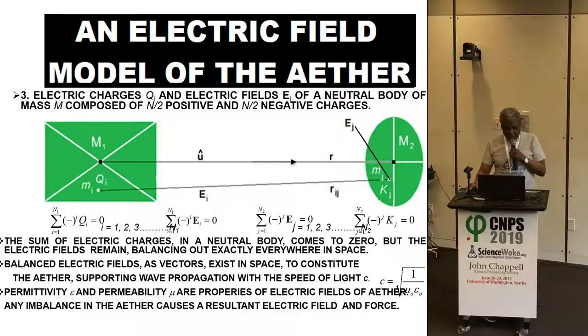The sum of electric charges in a neutral body comes to zero, but the electric fields remain, balancing out exactly everywhere in space. Like a stationary body in equilibrium, it does not mean that there are no forces on it, but that the forces are balanced. Balanced electric fields as vector quantities exist in space to constitute the aether, supporting wave propagation with the speed of light, c equal to 1 over the square root of mu epsilon.